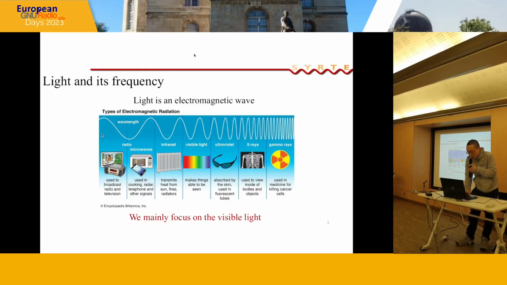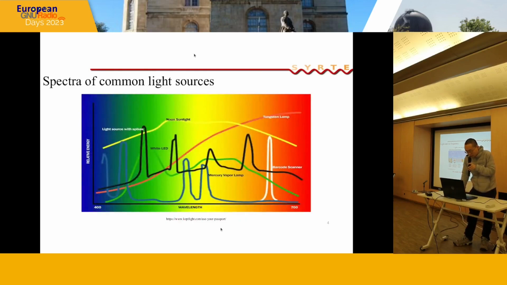And from left to right, as you can see, the wavelengths of the radiation go shorter and shorter. Because the speed of light in vacuum is a constant, the frequency of the wave goes higher and higher. We mainly focus on the visible light region in this experiment. Here are some spectra of common light sources in the visible region.